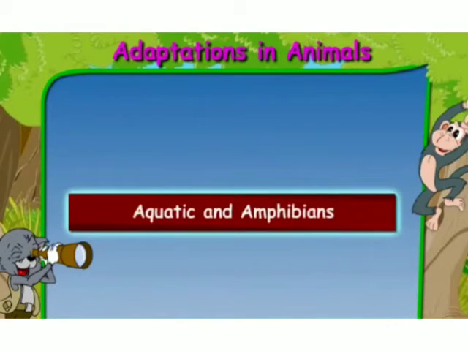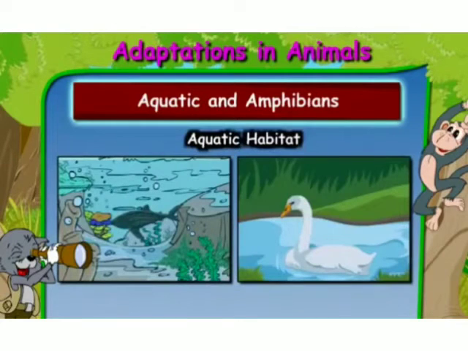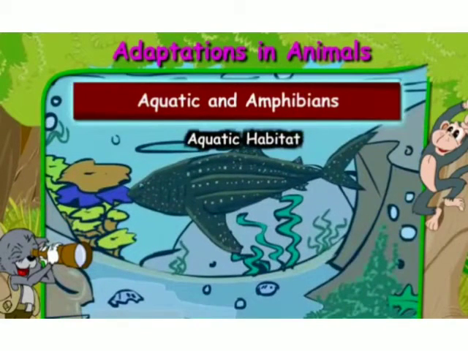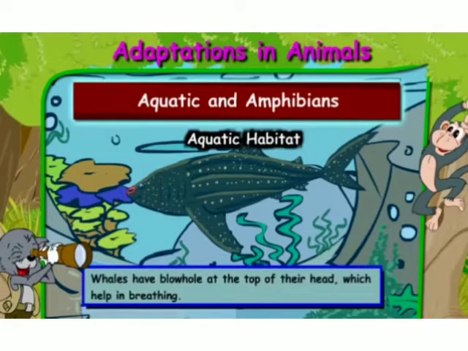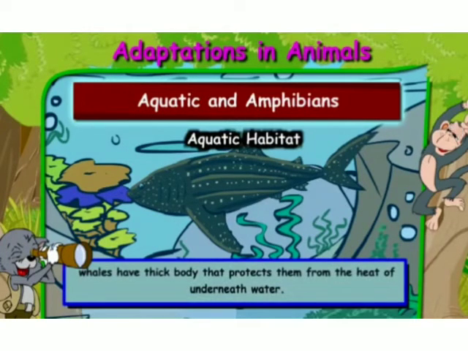Now let us learn about different habitats like aquatic and amphibious. Aquatic habitat consists of water-living animals such as whale, duck, etc. Let us take the example of whale to understand its adaptations to its habitat. For instance, whales have a blowhole at the top of their head which helps them in breathing. Also, whales have a thick body that protects them from the cold of the water underneath.